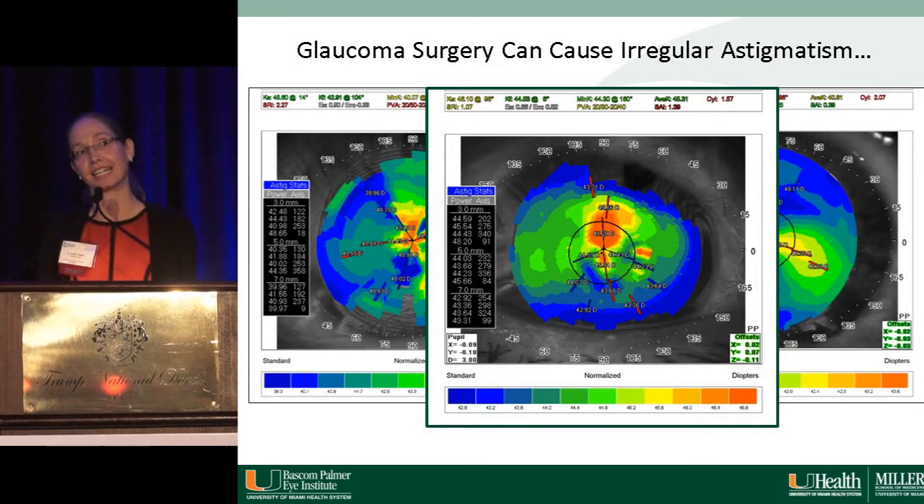Let me advance to the next slide. Again. And then this is a topography of a patient with a previous trabeculectomy surgery. I think you can see that there's a lot of steepening in the superior half of the cornea there. And so these are some cases where we might want to reconsider our choice for a toric IOL.